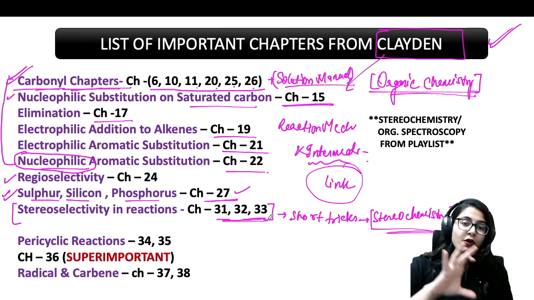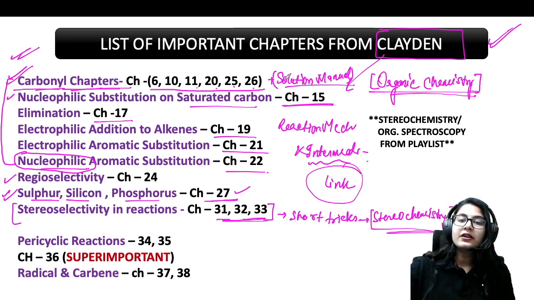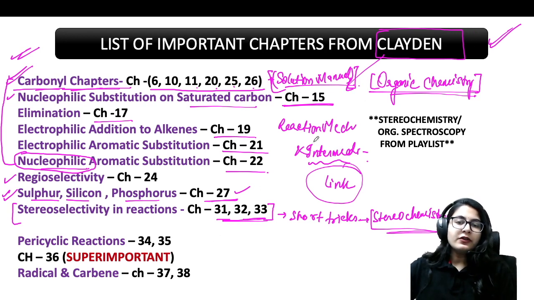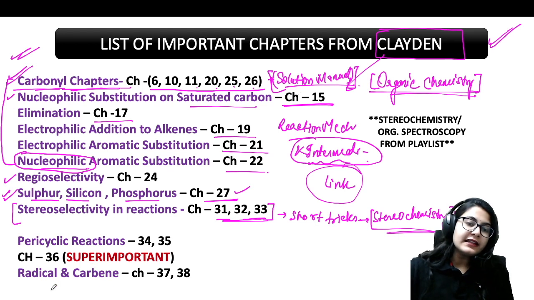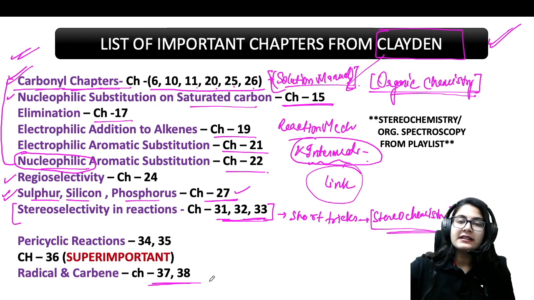The whole thing is going to be completed just by watching the playlist as well as solving the questions from the solution manual. Okay. Also, what about the other intermediates, about the radicals and the carbene? So radical and carbene you can check out from chapters 37 and 38.